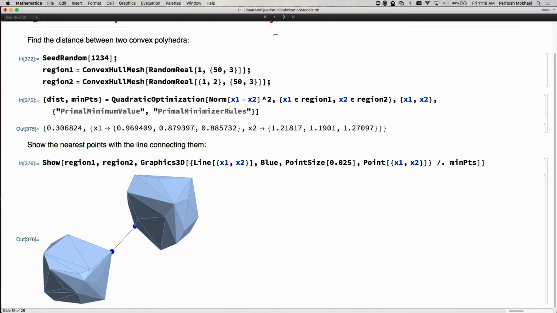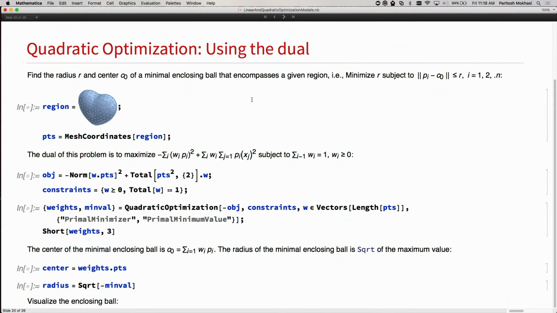the formulation. So you can find the minimum value, and the primal minimizer rule basically gives you x1 and x2. So that's the first point, that's the second point. And this is the minimum distance between the two. And there you have it.